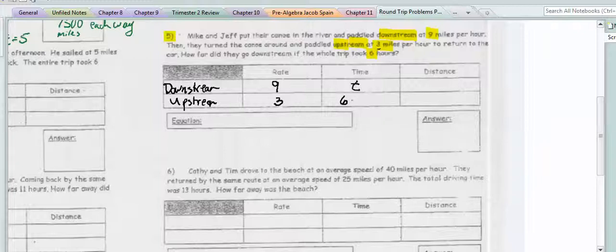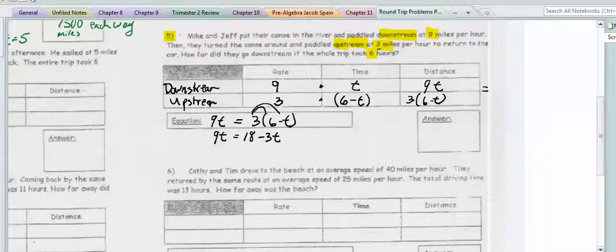So if I take my 6 and I minus the time it took them to go downstream, I'll get my upstream value. Okay, just like before, these are multiplication problems. So we have 9t, and then we have 3 times 6 minus t. Remember, these are quantities, and it's set equal to each other. So now we have 9t is equal to 3 times 6 minus t. So we have 9t is equal to, distributive property, 18, distributive property, negative 3t. Okay, add 3t to both sides. So now we have 12t is equal to 18.